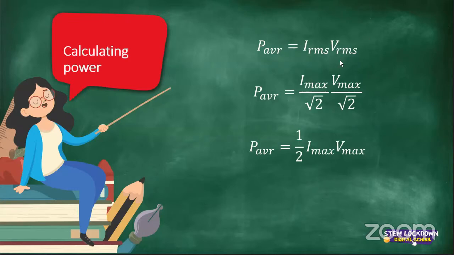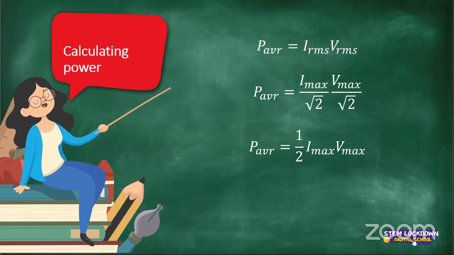Or we could break up the formula, because remember, I_RMS is equal to I max over square root of 2, and V_RMS is equal to V max over square root of 2. So if we substitute those equations in, then you can get them equal to this. Square root of 2 times square root of 2 just gives you a half. So your formula could also be power is equal to half I max times V max.